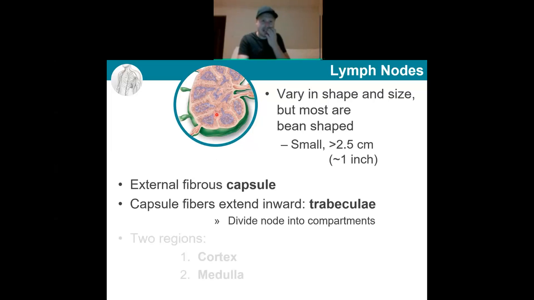And that generates these kind of compartments inside the lymph node. And there's going to be 2 regions, and we've seen these regions elsewhere in the body as well. So we have again cortex, and then we have medulla.